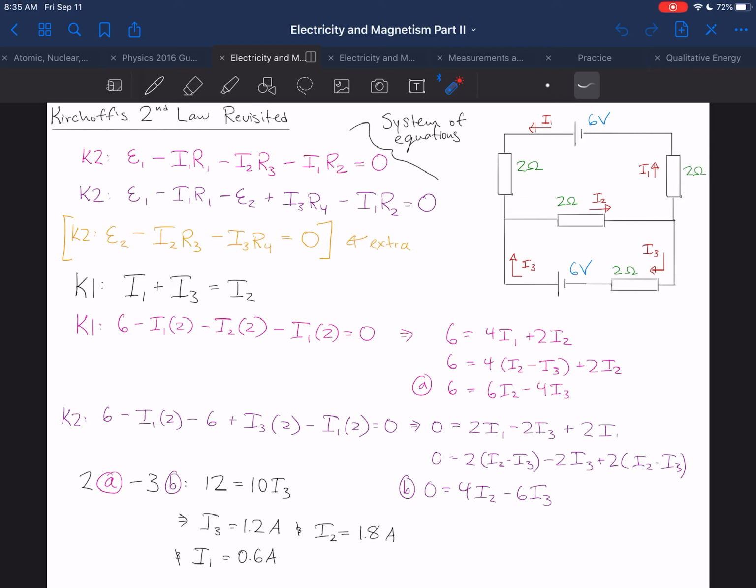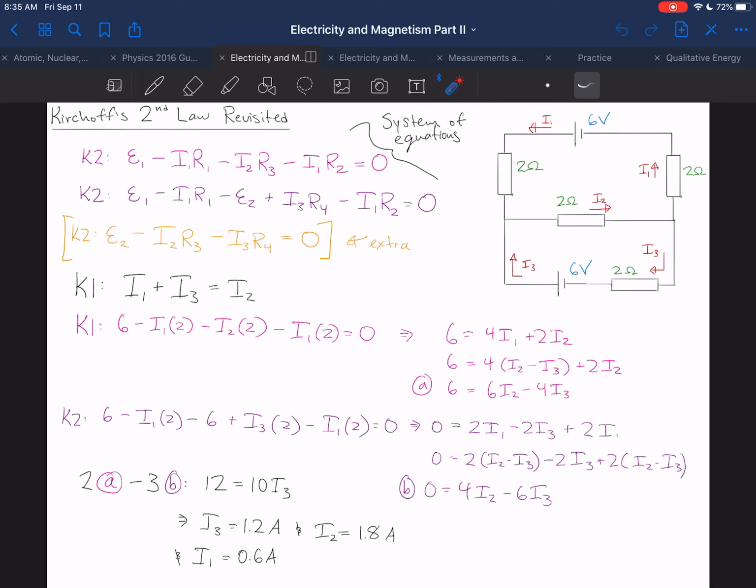Notice that I'm about to solve this set of equations for these values, but you only need 2 of these 3. You then want to apply Kirchhoff's first law at one of these junctions, which is much more straightforward, and you get that I1 plus I3 equals I2 as labeled here. So if we look at this junction, I2 is equal to I1 plus I3, and that gives us this.